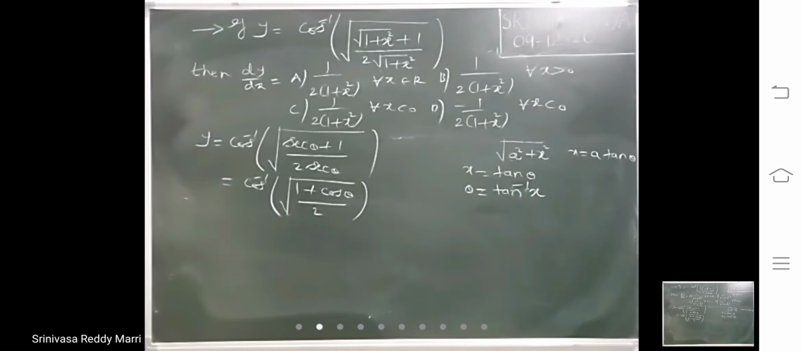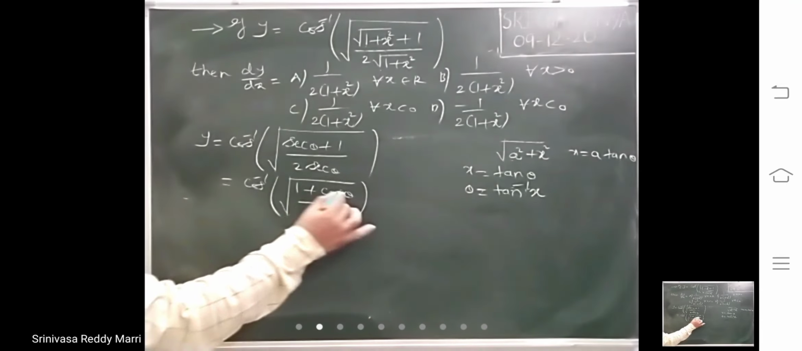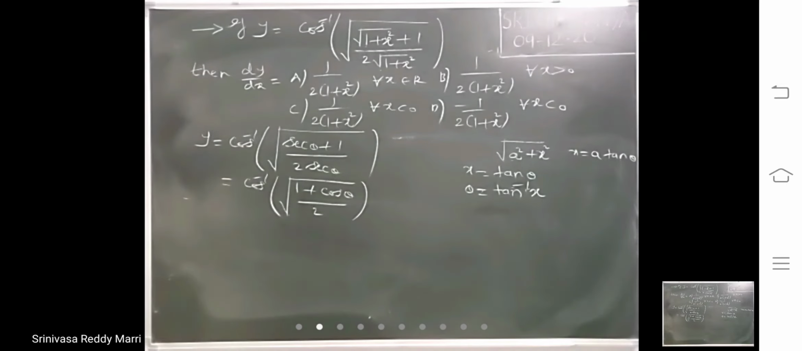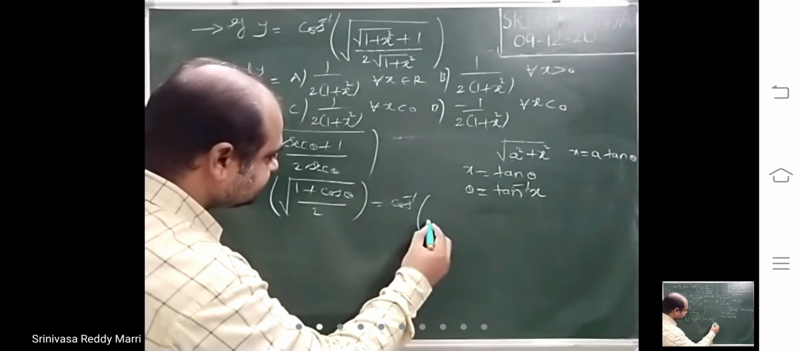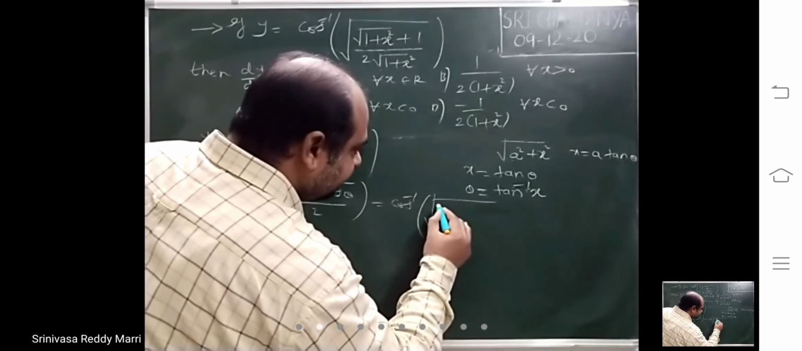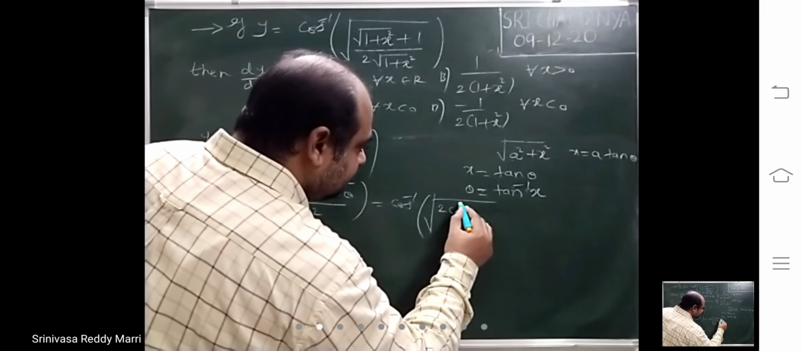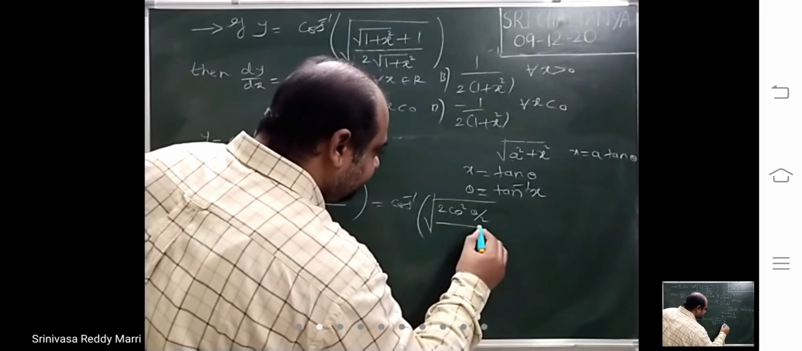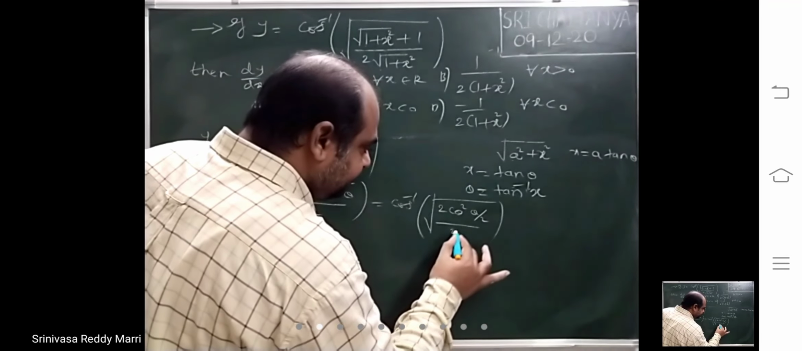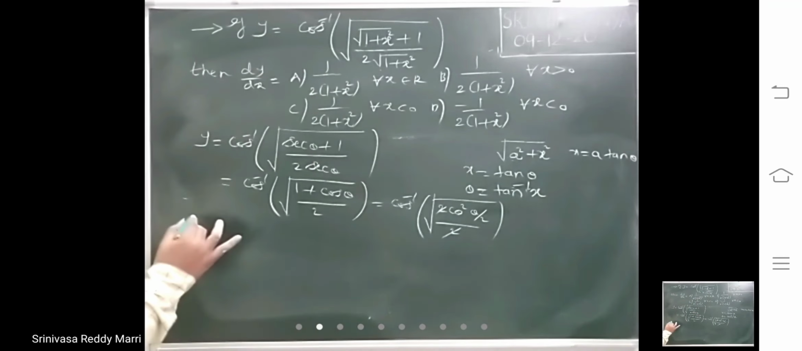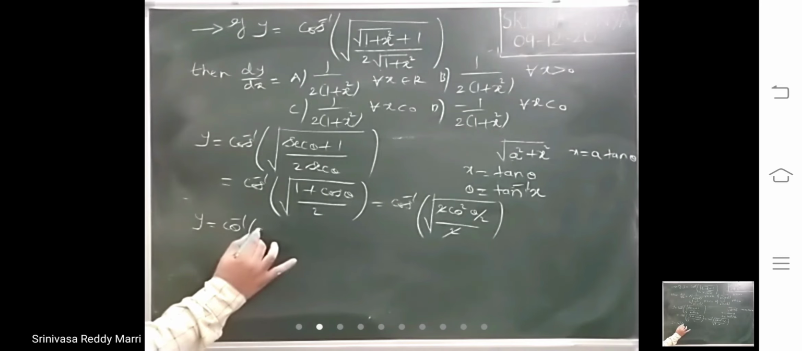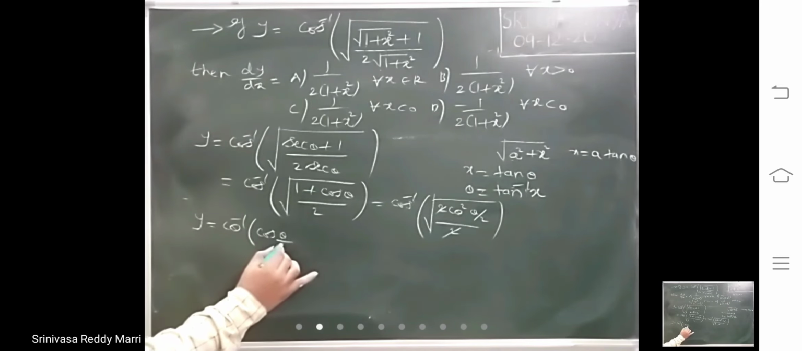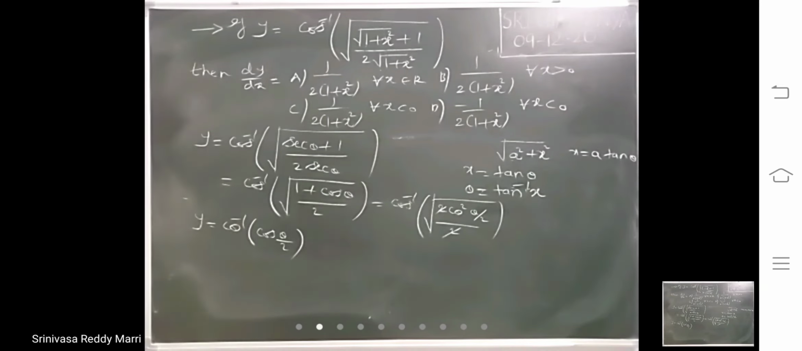Write 1 by cos theta. Now 1 plus cos theta is what? 1 plus cos theta is 2 cos square theta by 2. That means you will get cos inverse root of 2 cos square theta by 2 divided by 2. So finally it is simplified to cos inverse cos theta by 2.